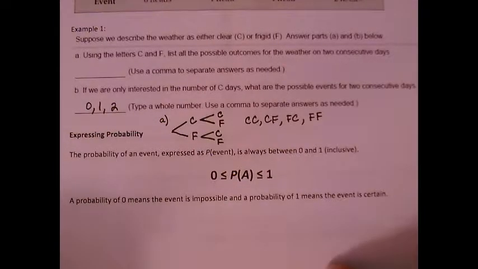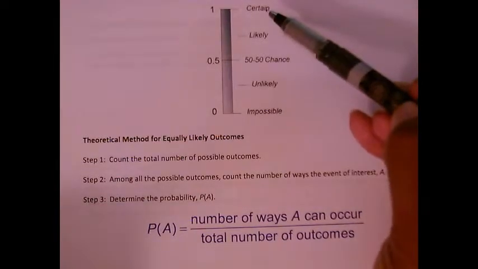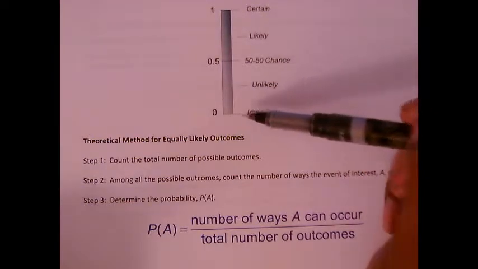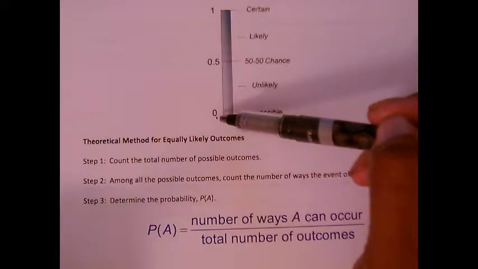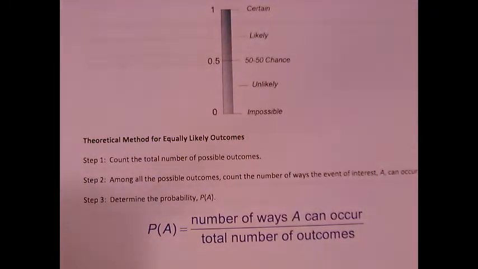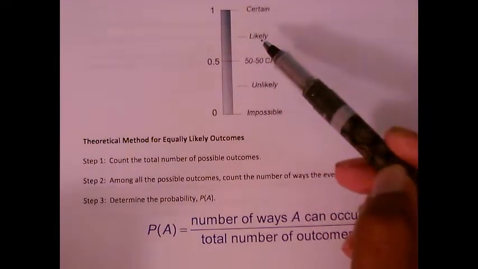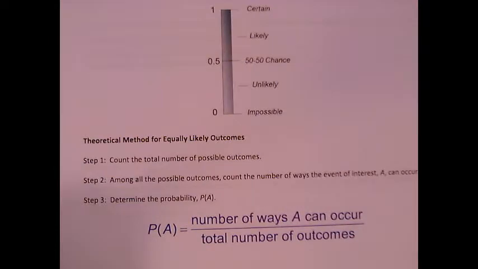And here's an illustration of that. In this case, a certain event is where your probability is going to be 1. An impossible event will be where your probability is exactly 0. 0.5 means a 50-50 chance. If it's between 0.5 and 1, then it's going to be a likely event. An unlikely event will be somewhere between 0 and 0.5.